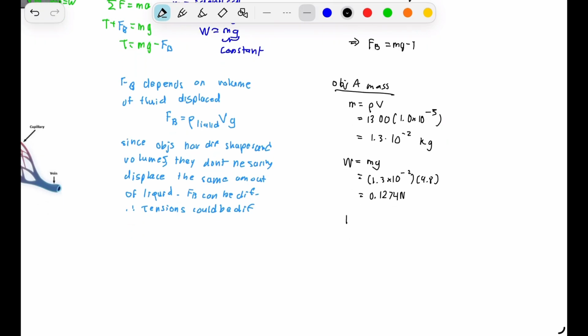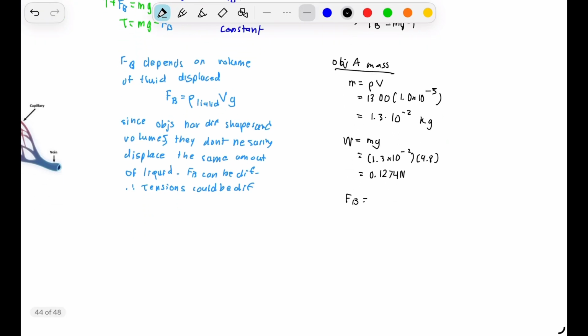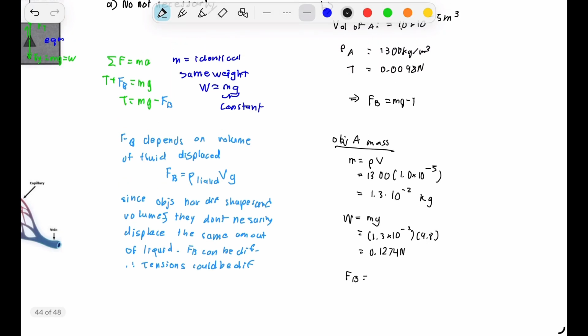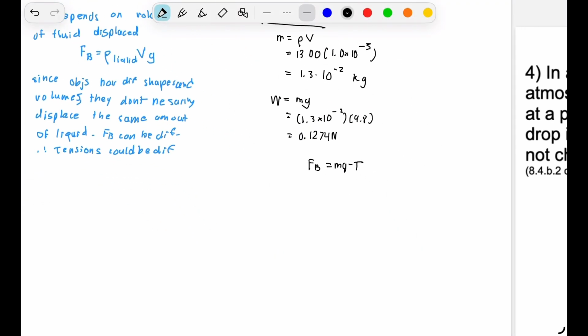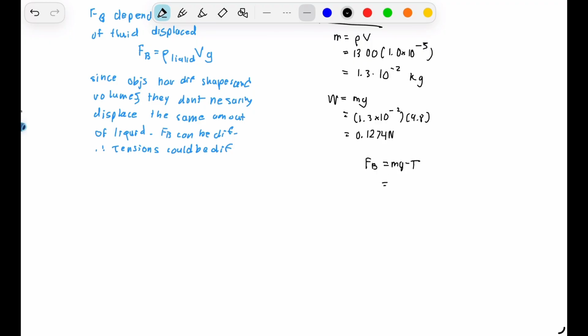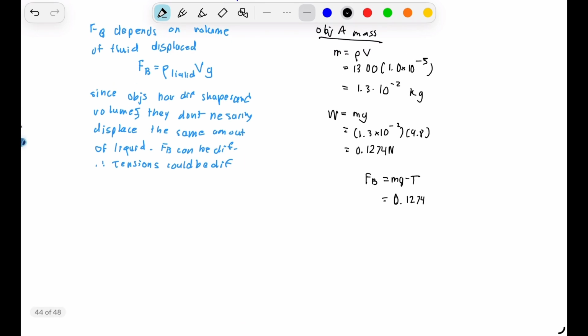For buoyant force, we use the rearranged form here. If we solve for our buoyant force, this is equal to 0.1274, which was our weight mg, and subtract our tension, which is 0.0098, and we'll get 0.1176 newtons. So that's the buoyant force.